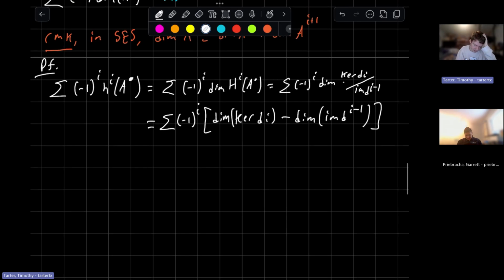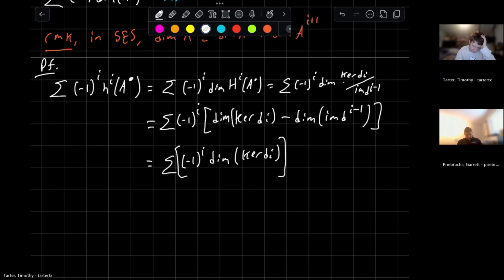And because this splits over sums, this is equal to the sum of (-1) to the i of dim kernel d_i minus the sum, plus the sum of (-1) to the i plus 1 of dim. Would it be plus? Yeah. Oh, you're right.